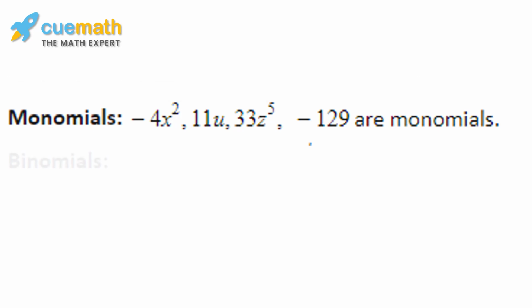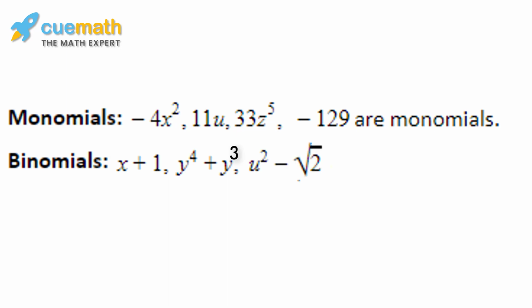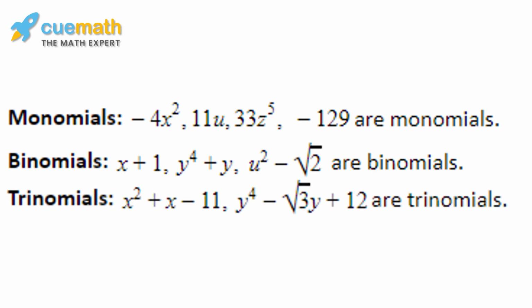The second category is binomial. As the name suggests, bi means two. It means any polynomial with two terms is called a binomial. For example, x plus 1, y raised to the power 4 plus y raised to the power 3, y square minus square root of 2. These are all binomials because they contain two terms. The third category is a trinomial. As the name suggests, tri means three. So any polynomial with three terms is called a trinomial.